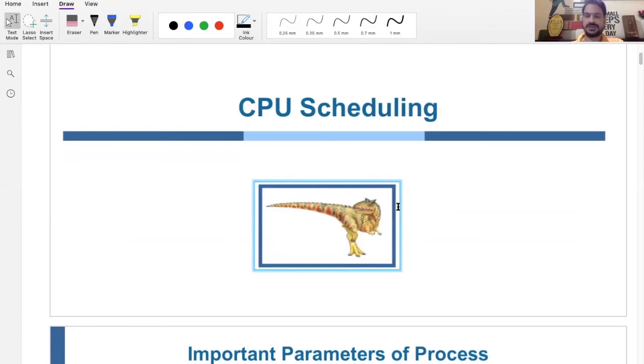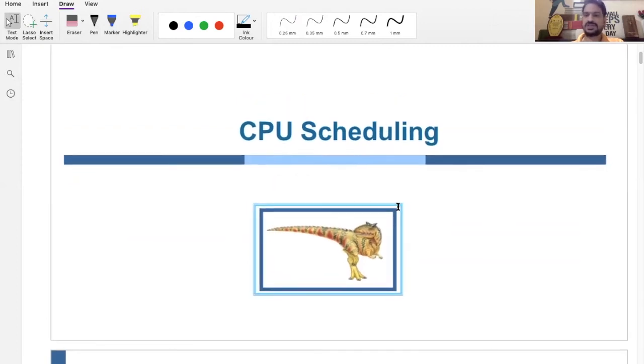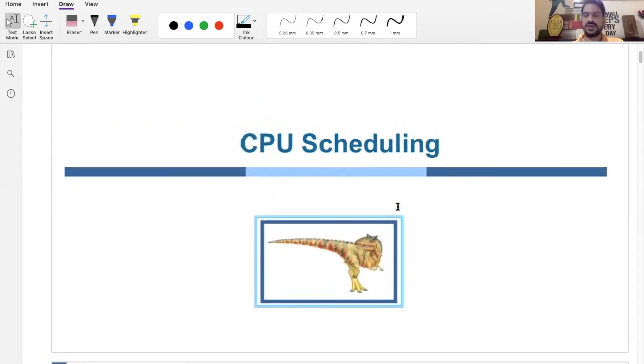CPU scheduling. Now, what is CPU scheduling? Let's go into a brief introduction about it. CPU scheduling is the responsibility of the operating system. We assume that there is only one process, and this one process will be managed by the operating system. And how is the operating system to manage it?